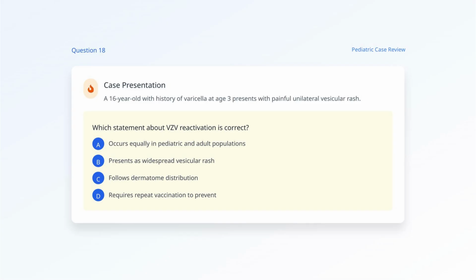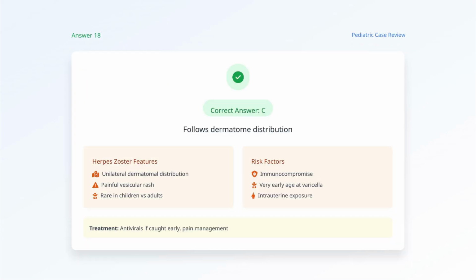A 16-year-old with history of varicella at age 3 presents with painful unilateral vesicular rash. Which statement about VZV reactivation is correct? A. Occurs equally in pediatric and adult populations. B. Presents as widespread vesicular rash. C. Follows dermatome distribution. D. Requires repeat vaccination to prevent. The correct answer is C.